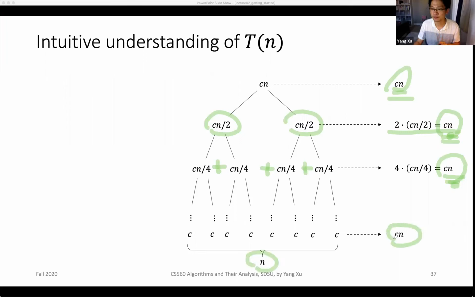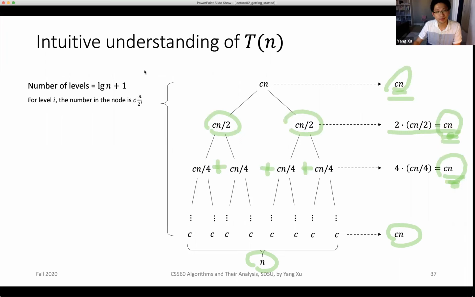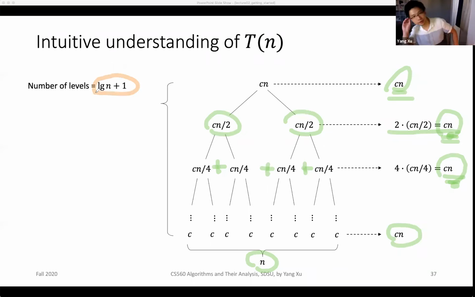That's why we also have Cn in the bottom level. All right, that makes things much easier, okay? And also we know the number of levels. We can do some calculation by knowing that the number of levels is the logarithm of n plus 1. Okay, so how we get that number is also a bit tricky.